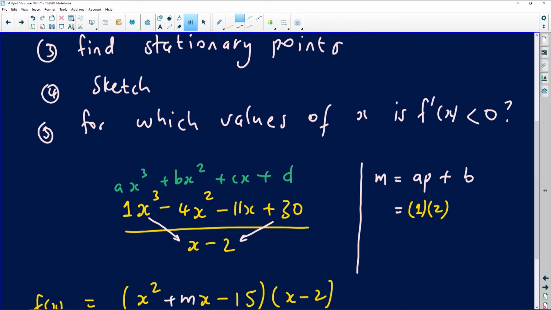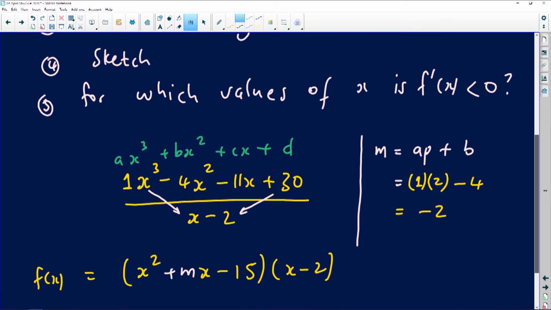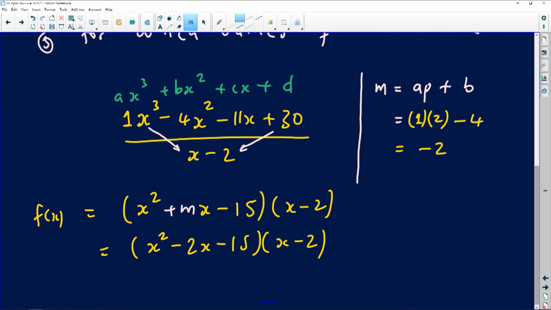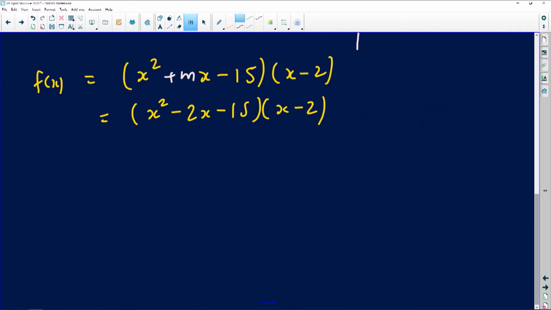And the b term is minus 4. So I'm going to write minus 4 there. And this is 2 minus 4, which gives us a value of minus 2. Beautiful stuff. So which means my function f of x is just as good as x squared minus 2x minus 15 into x minus 2. Now that quadratic you see in the first bracket will just give us the other two factors we're looking for of f of x, right?